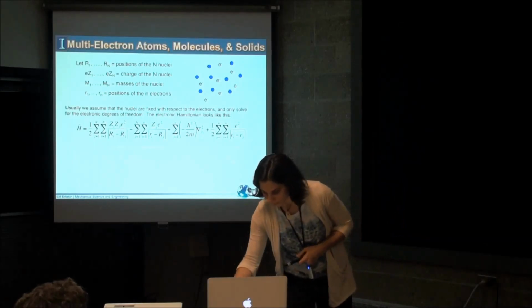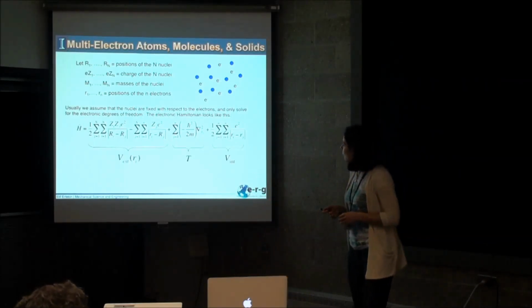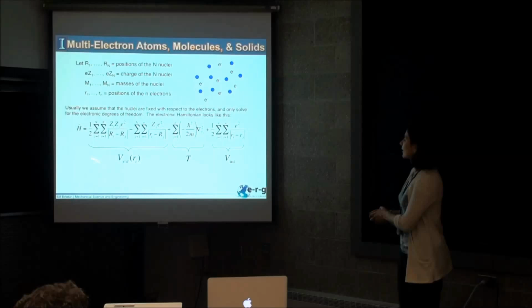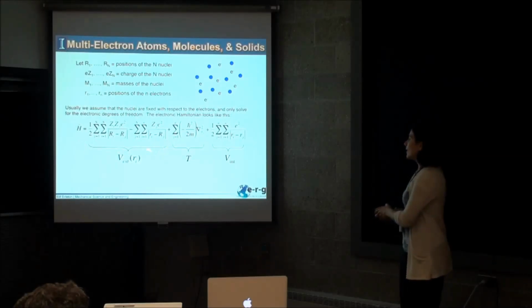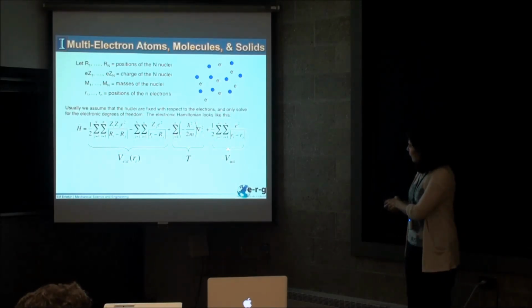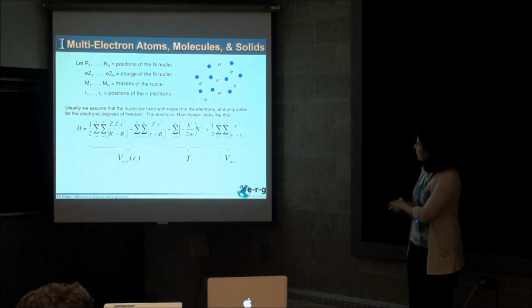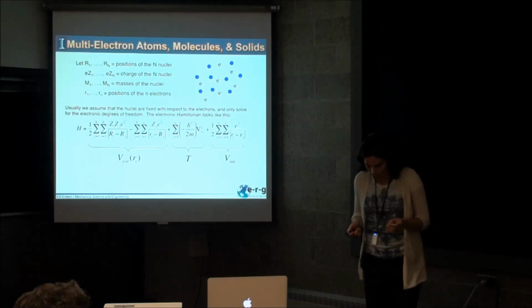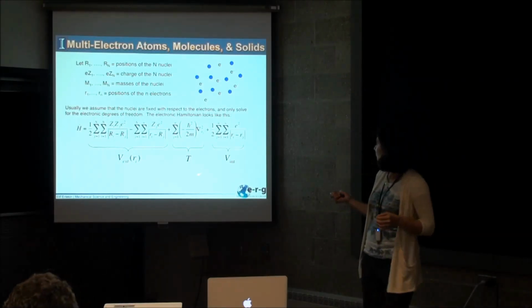And I'm going to break this up a little bit further. Because we're fixing our nuclei in space, we can think about this as being the external potential. This is the kinetic energy. And this part here is the part that causes all the problems. This is the interaction term, right? The problem is the wave function itself depends on all of these coordinates of the electrons, and then it appears in the Hamiltonian as well. So you have to determine this wave function self-consistently.